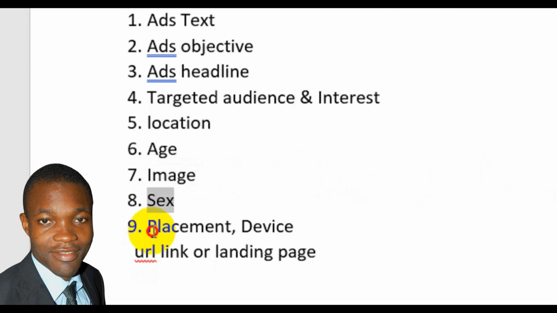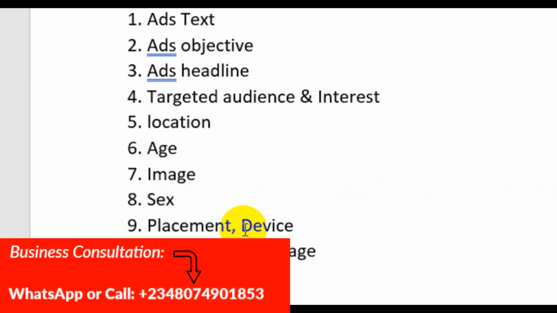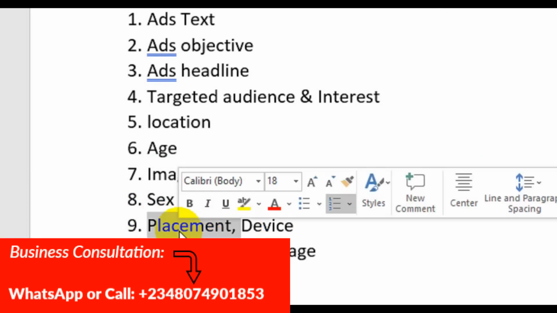Then the next one here is the placement and the device. What I mean by this is that in Facebook adverts, you can order the placement. You can place your adverts on both the Facebook and Instagram platforms, right? And at the same time, you can decide to place your advert only on Facebook. All these things depend on the nature of the business you are doing and your interest as an advertiser.